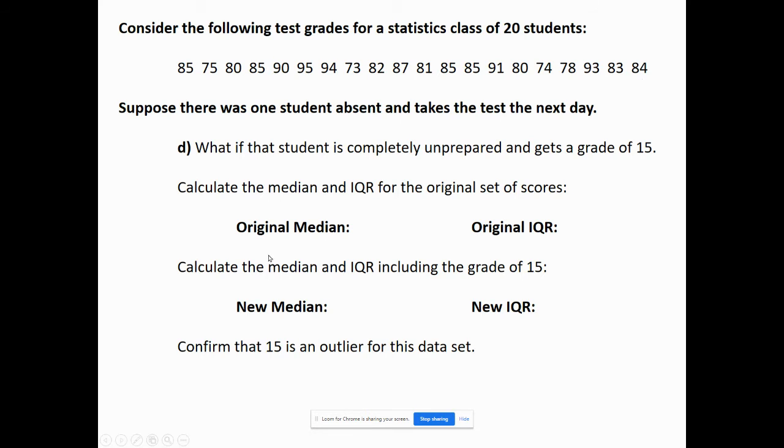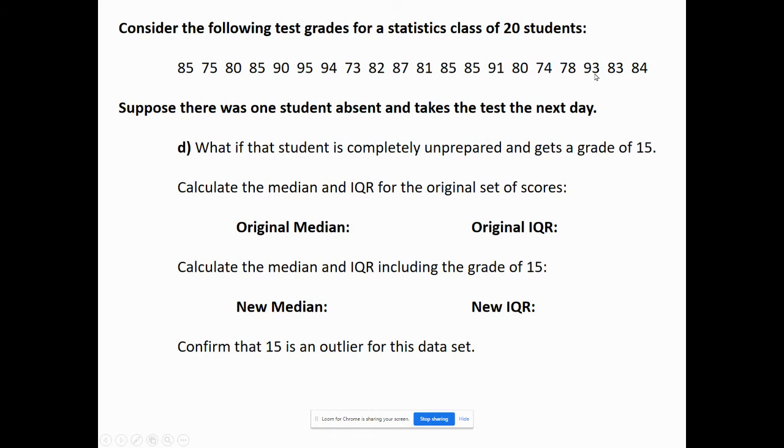median and the IQR. So in this particular set of questions, it's asking you to calculate the median and IQR for the original set of scores. So go back to your list that had the what if in it from part C. Get rid of that. Rerun your one variable statistics. Identify the median. And the IQR, you can't get directly. You've got to subtract Q3 minus Q1, and that will give you the IQR.